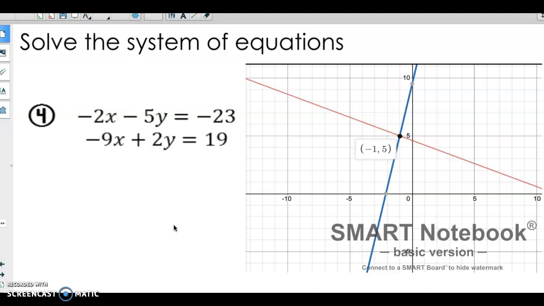Remember, the solution to a system of equations is the point that makes both equations true. So if you're looking at the graph, you're looking for the point where both lines intersect, because that point, that ordered pair, is a solution to both equations. And here, the solution to the system is the point negative 1, 5.